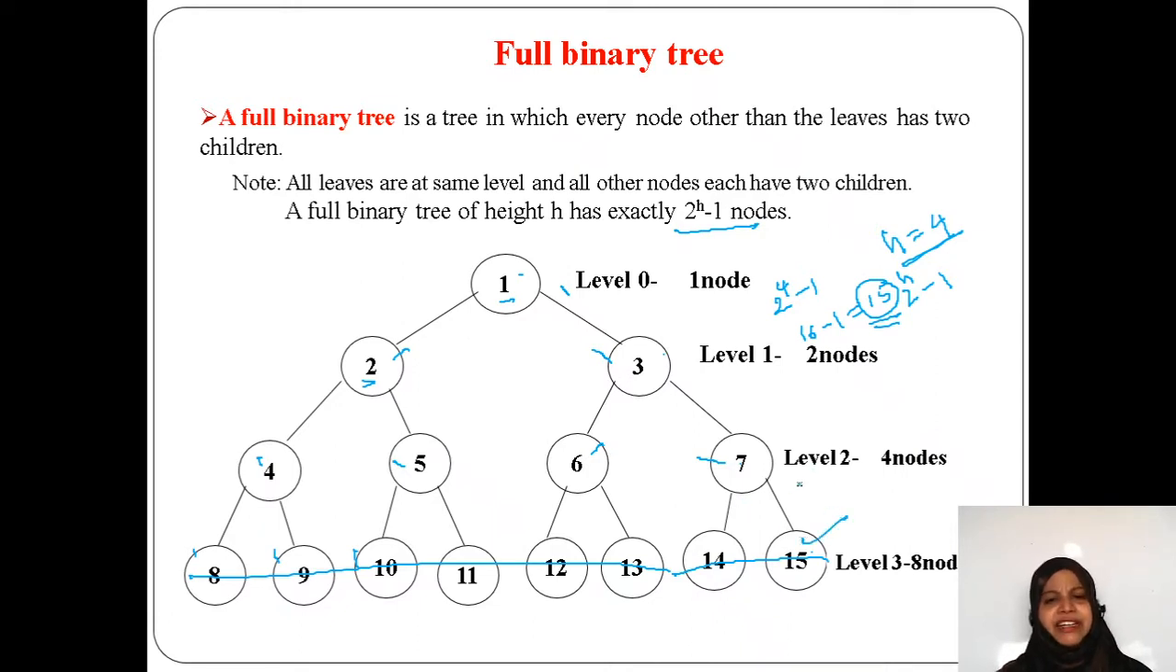If the height of the binary tree is h, then how many nodes are going to be present in the full binary tree? In a full binary tree, that is 2 power h minus 1. See here, the height of this tree is 4: 1, 2, 3, 4. So 2 power h minus 1, that is 15 nodes are present here. This is the full binary tree.